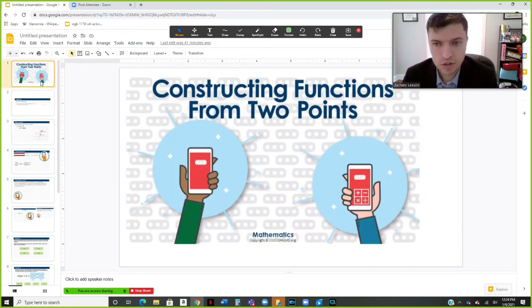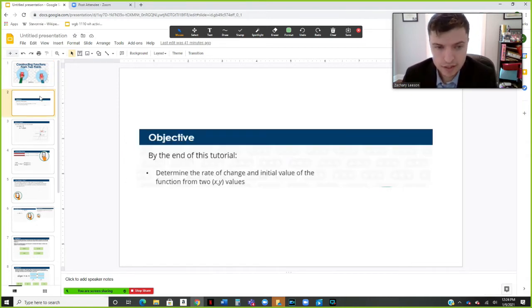So we're going to look at constructing functions from 2 points, and that is something we looked at the other day, and we had some successes and some confusions here and there. We're going to try to build upon those successes and clear up anything that's making us confused, so we can have more success moving forward. Our objective here is to determine the rate of change and the initial value of a function from two xy values.